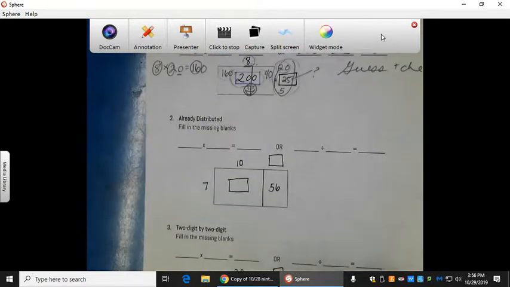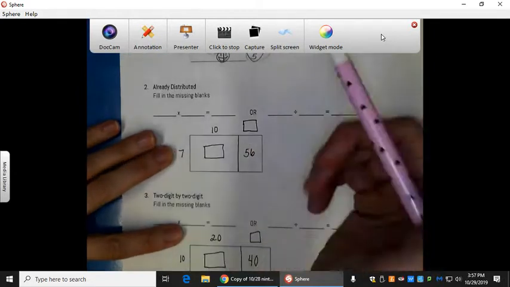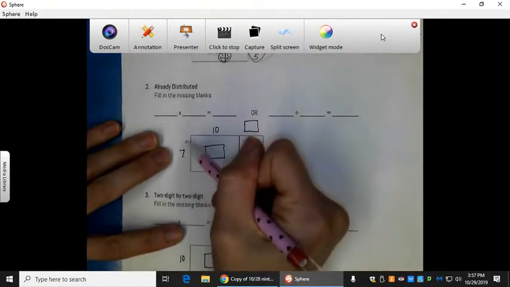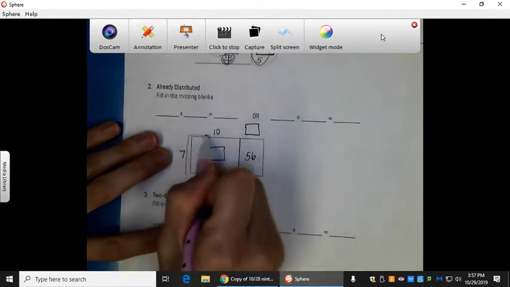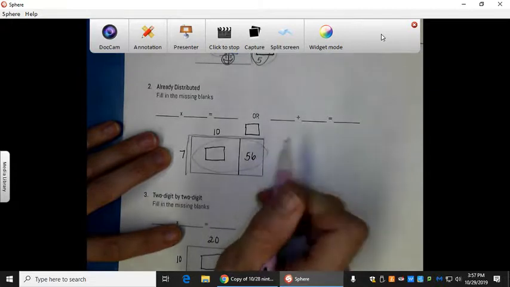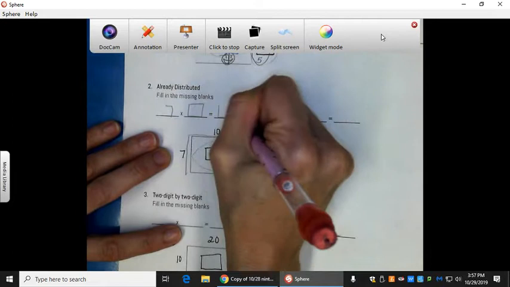Alright, the next one. If it's already distributed for us. Okay, so it's kind of like they've already done some of the work. Now, I can see here 7 times something equals something. So I already do know one of the factors. And one of the factors is 7. 7 times something equals something.